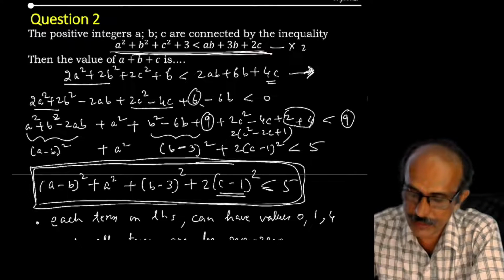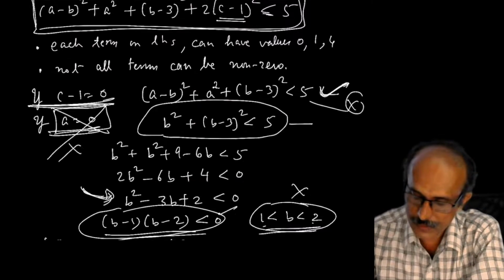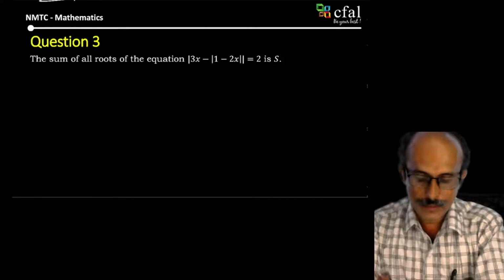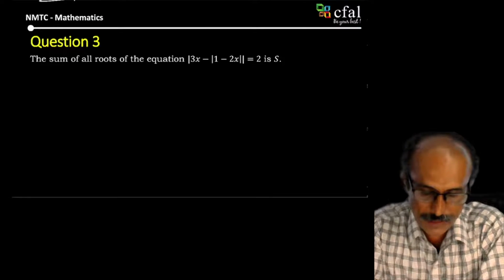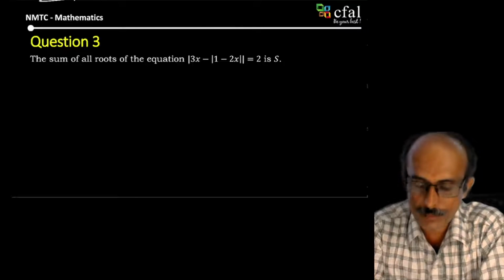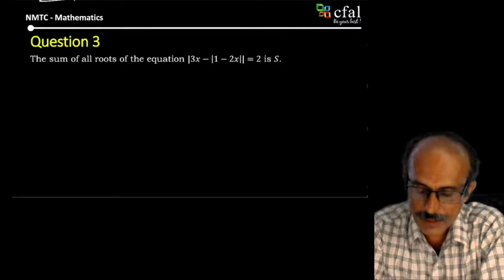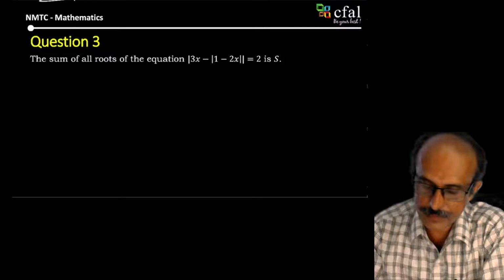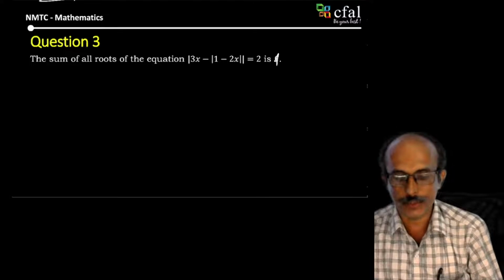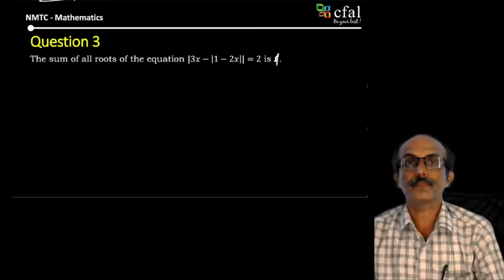So we go to the next one. Let's look at the next problem. The question is asking for the sum of all roots of the equation: modulus of 3x minus modulus of 1 minus 2x equal to 2. So we have to find the sum of the roots of the equation.